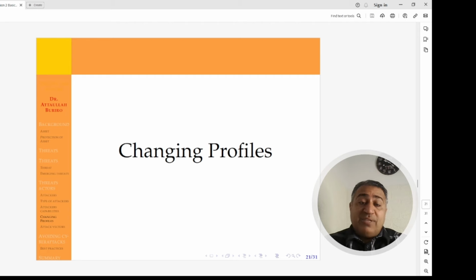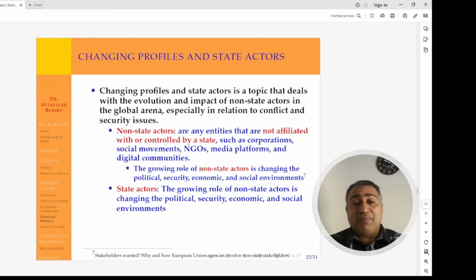Sometimes changing profiles also happens. Sometimes non-state actors become state actors, for example. Changing profiles and state actors is a relatively new topic that deals with the evolution and impact of non-state actors in the global arena, especially in relation to conflict and security issues. The growing role of non-state actors is changing the political, security, economic, and social environment. I refer to this link if you are interested in reading more, about why and how European Union organizations and agencies involve non-state actors.